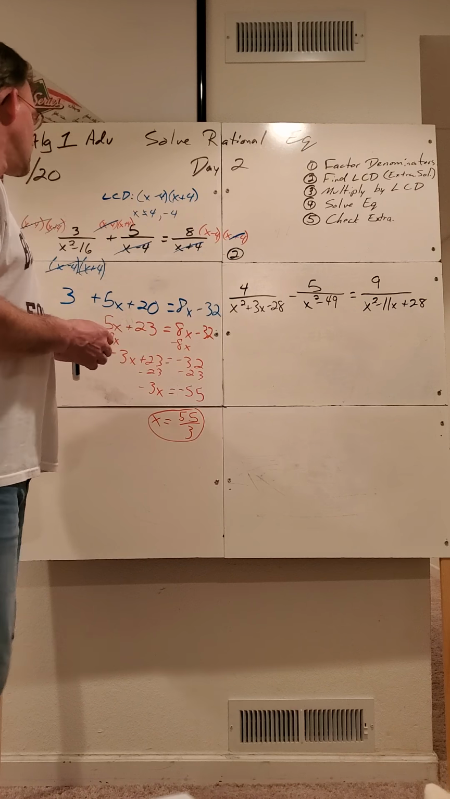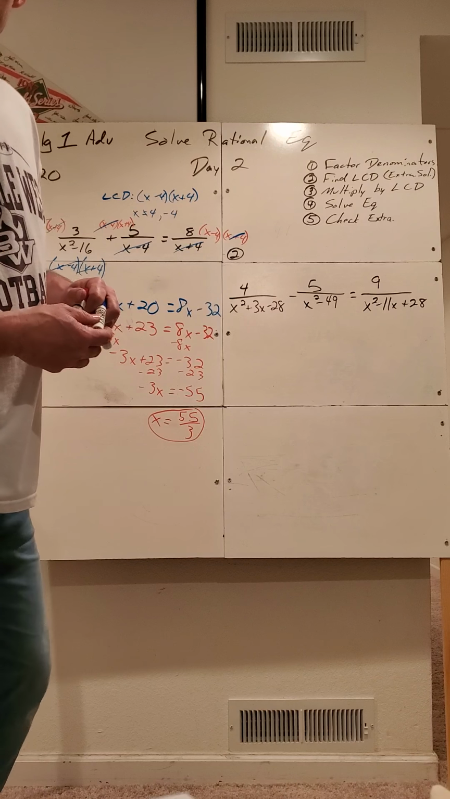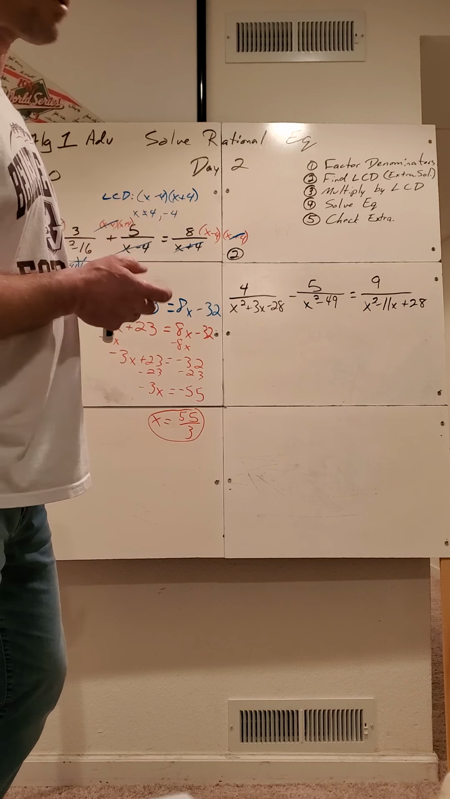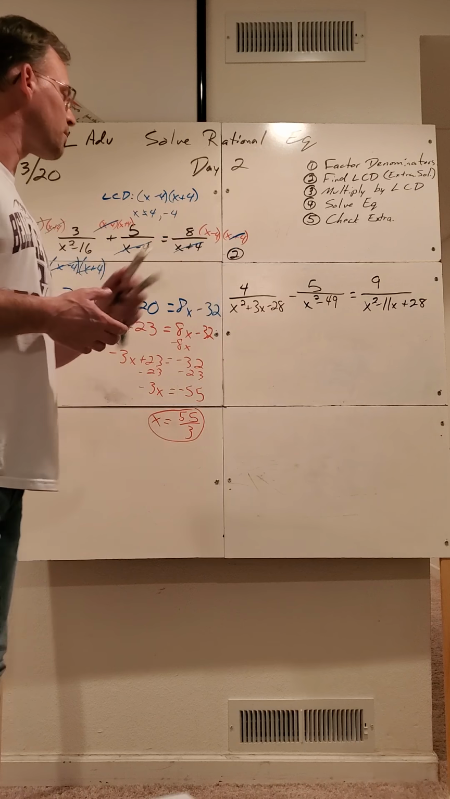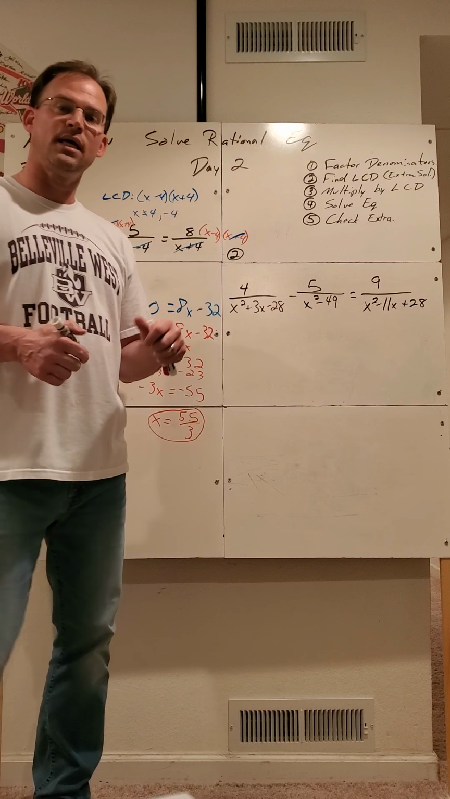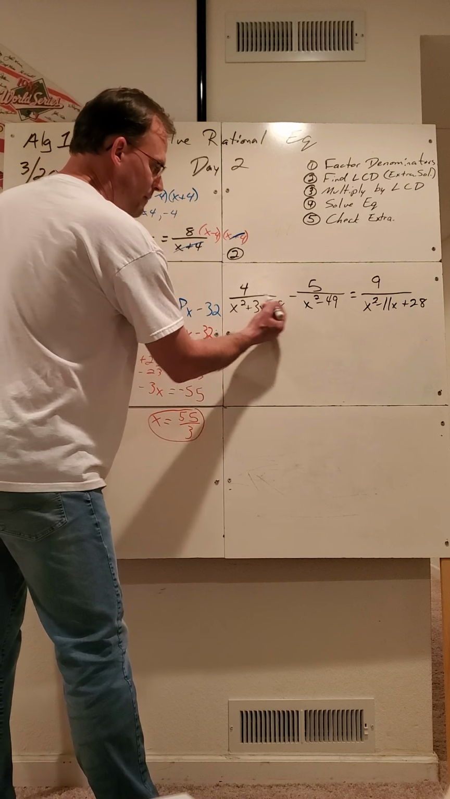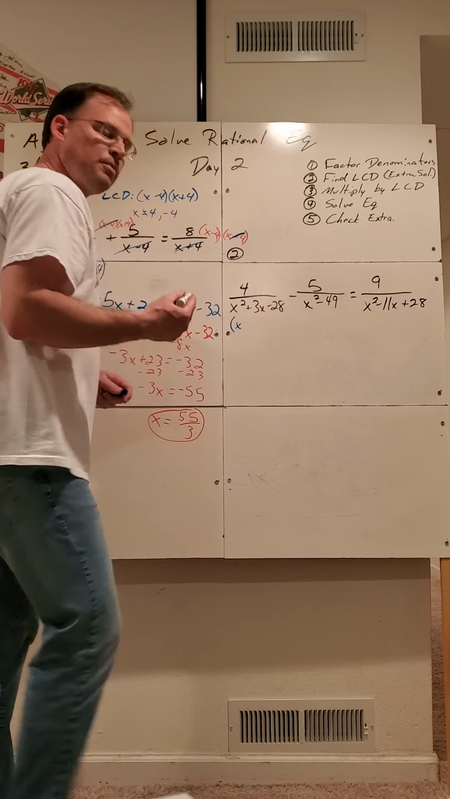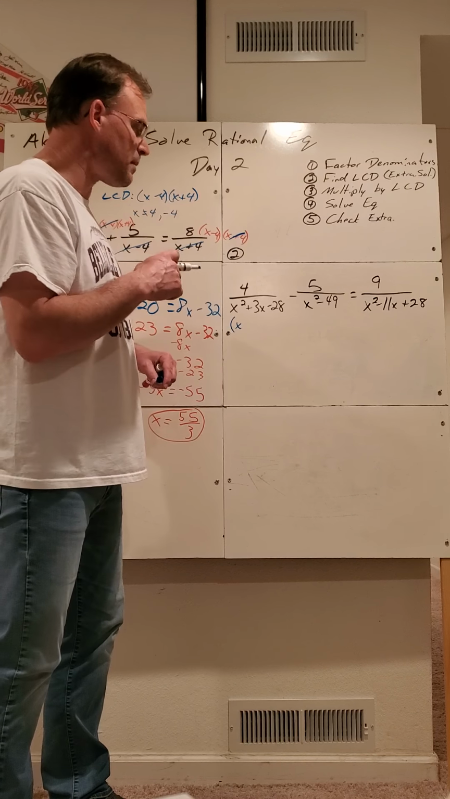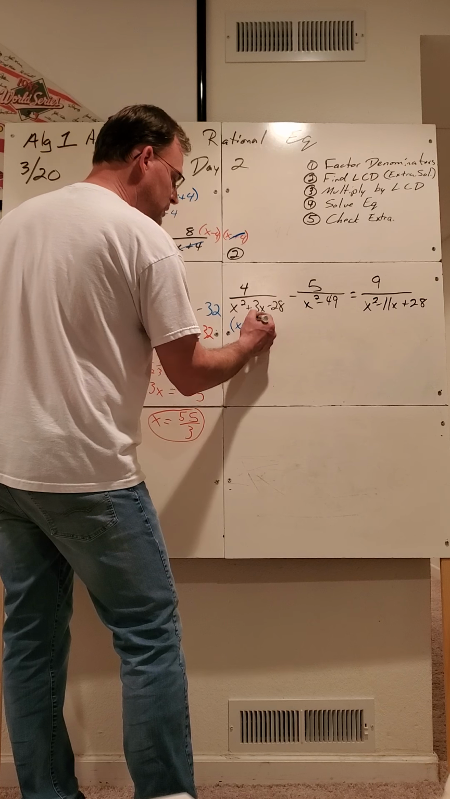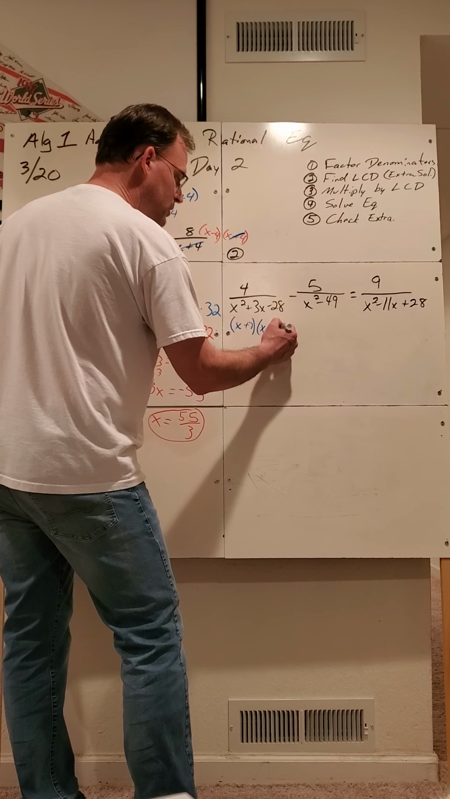Moving along. Next problem, here we go. Number 2. Step 1, factor those denominators. I've got some fast factoring here. What multiplies to negative 28 and adds to positive 3? 28, 7, 4, x plus 7, x minus 4.